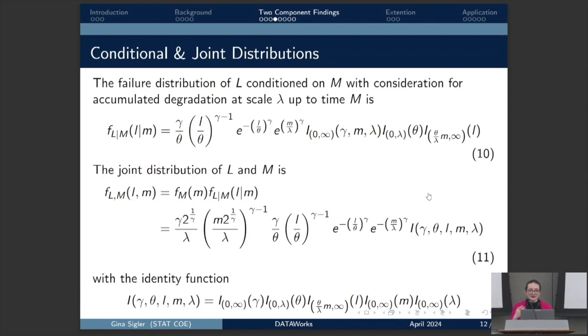And the L is dependent on when M failed, right? And it is done so by the hazard rates. So one component had a certain hazard rate going forward. They shared the same hazard rate.